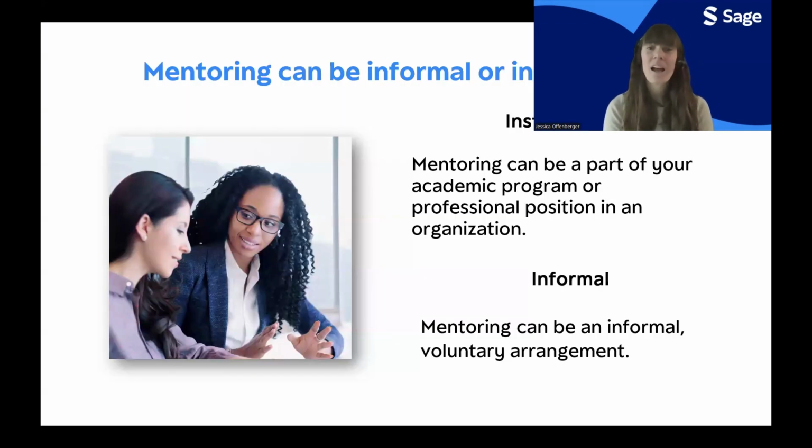Next slide, please. So as I mentioned, mentoring can be informal or institutional. So this can be part of an academic program or a professional position in an organization, but it can also be a voluntary arrangement. So maybe you have a mentor, maybe you have a student that is your mentee at your organization, but maybe you've also connected with someone at a conference or an association annual meeting that is a good fit and is seeking your help that you can potentially partner with. There's other organizations out there like Author Aid that help with mentorship pairing across countries and institutions.